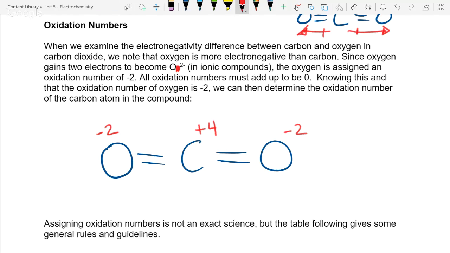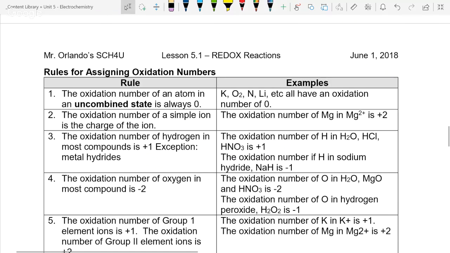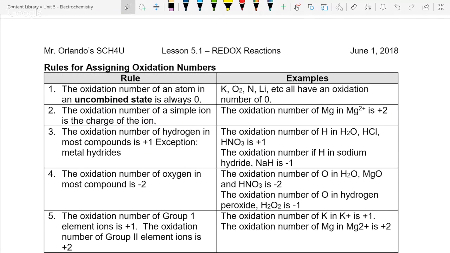Now, this process of assigning oxidation numbers to things is actually not really an exact science. There's just kind of some decision making we make. Does that make sense? It's going to be useful to learn how to do this, but there's just some guidelines, just some kind of rough rules we follow. And I would say I wrote this chart, but I didn't. I stole it shamelessly from the Durham Department of Education.